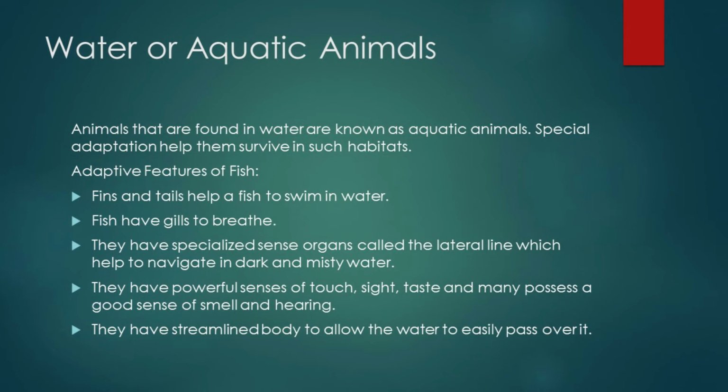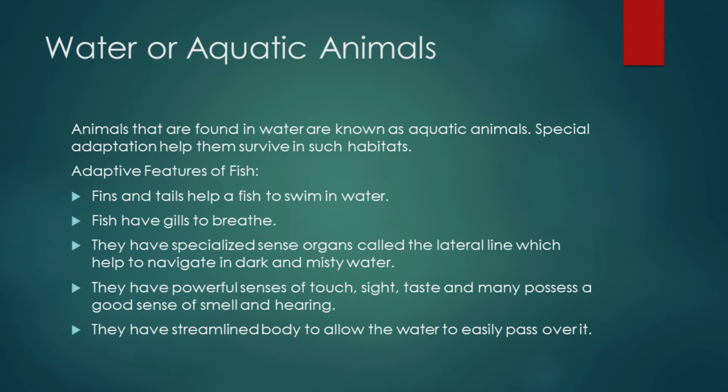The next is fish have gills to breathe, so they are able to take oxygen from the water. The function of gills is to take oxygen from the water, and then they breathe out the carbon dioxide.